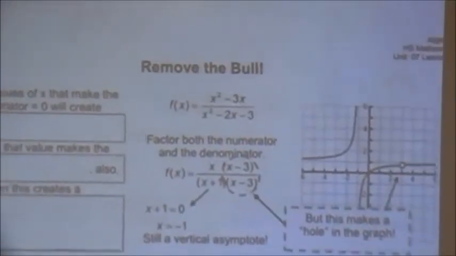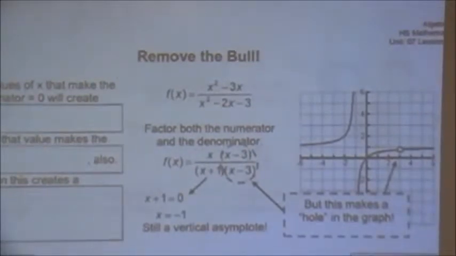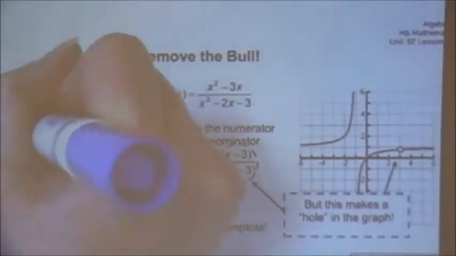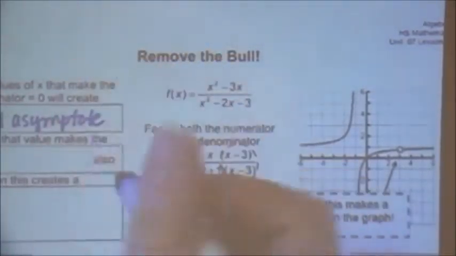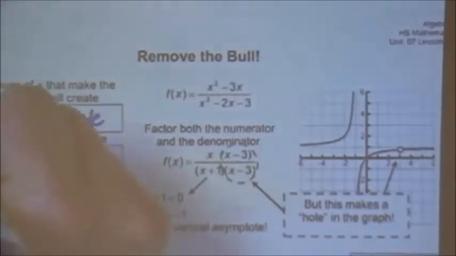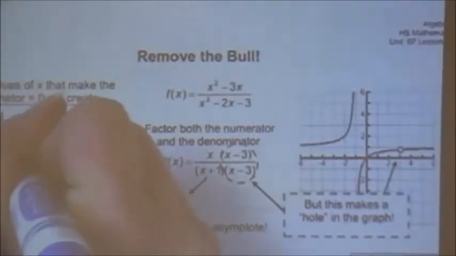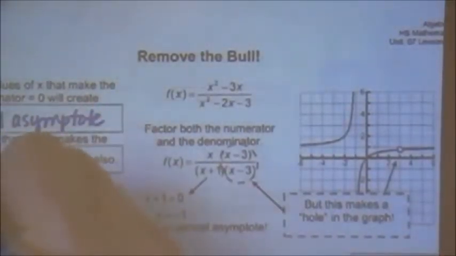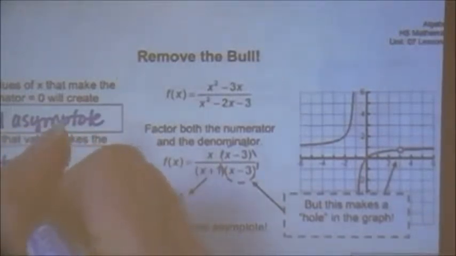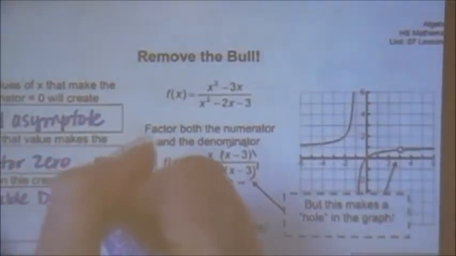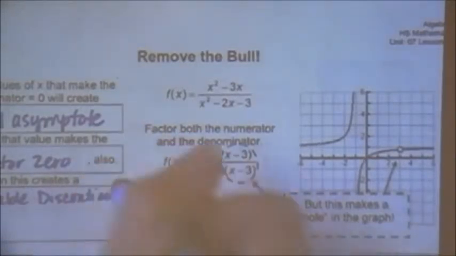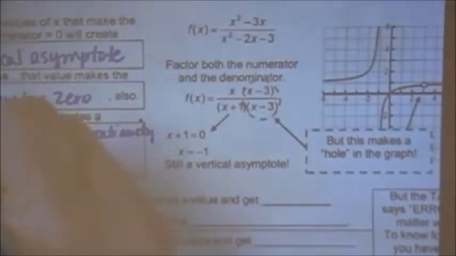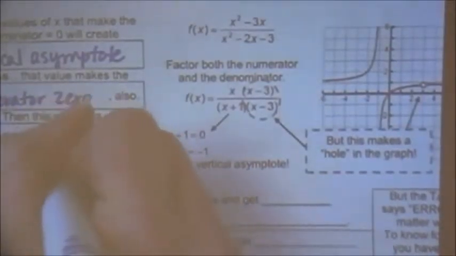Well, usually values of x that make a denominator 0 create vertical asymptotes, like we discussed. There's an exception though. If that value makes the numerator 0 also, then this creates what we call removable discontinuity. That's kind of long and hard to write and even sometimes a little difficult to say. So we'll call it either RD or we'll refer to them as holes.